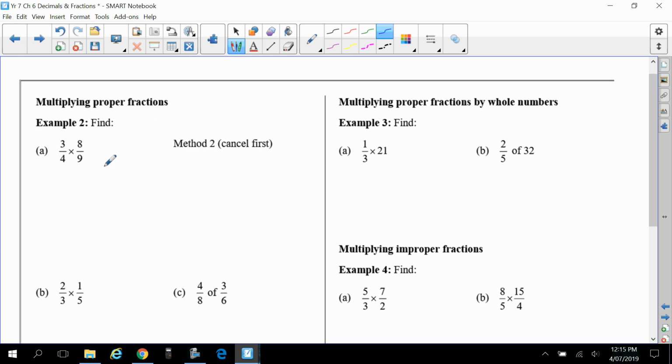Okay, I'm going to do this question, example 2, in two ways. The first way is you just multiply. That's very straightforward. 4 times 9 is 36, and the denominator is 24. And then you have to simplify. So how do I simplify? I think 12 divides into both.